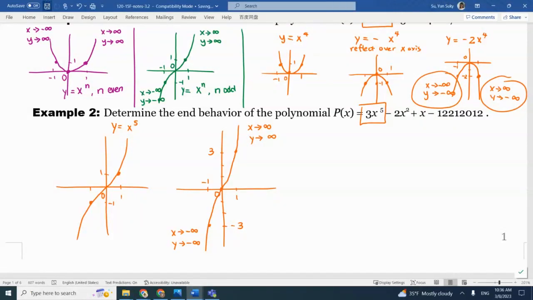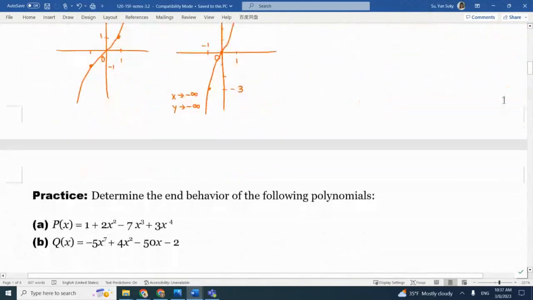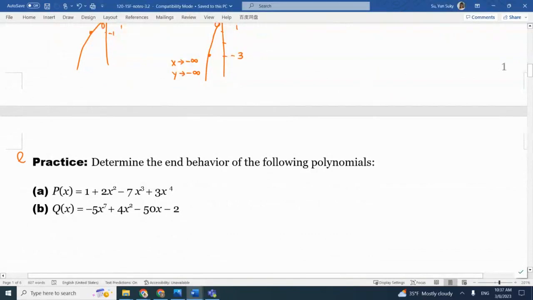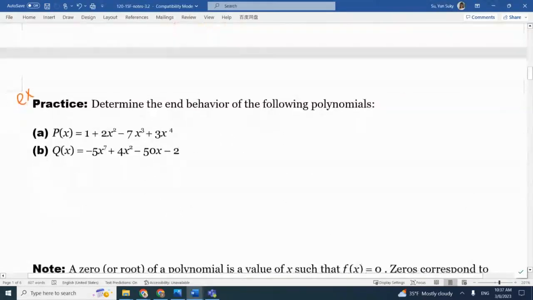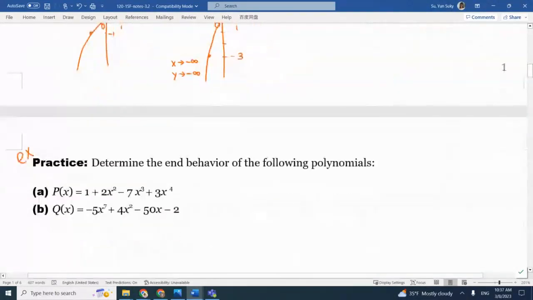All right. So this is example 2. Now, the remaining, you can do it as an exercise. Oh, by the way, any questions about example 2? Yes. This one?